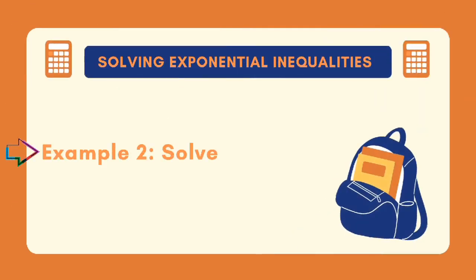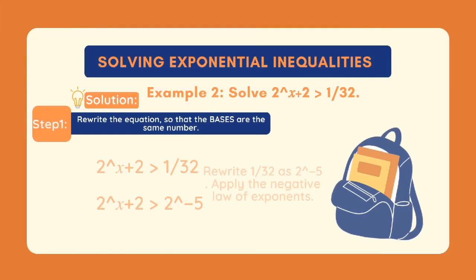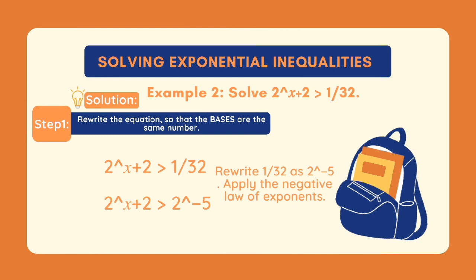Let us move to example number 2. Solve 2 raised to x plus 2 greater than 1 over 32. Step 1. Rewrite the equation so that the bases are the same number. 2 raised to x plus 2 greater than 1 over 32. Rewrite 1 over 32 as 2 raised to negative 5. Apply the negative law of exponents, so it will become 2 raised to x plus 2 greater than 2 raised to negative 5.